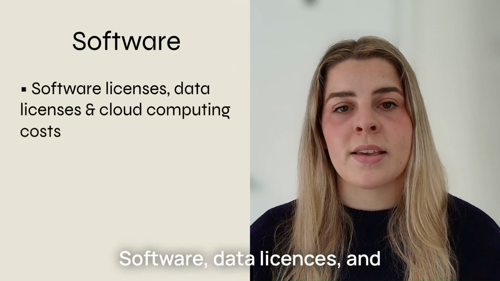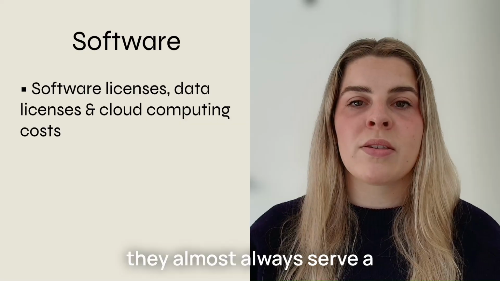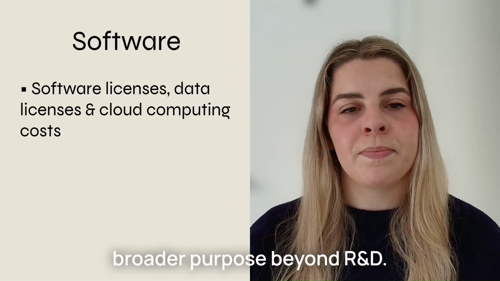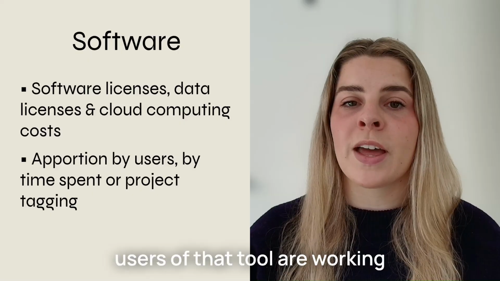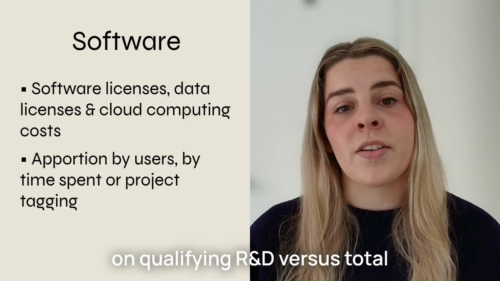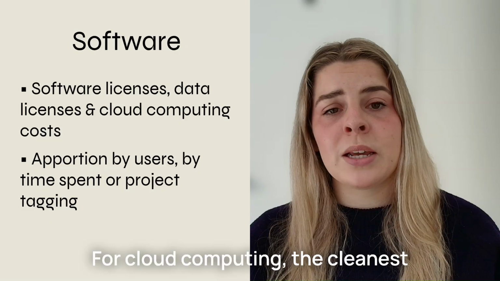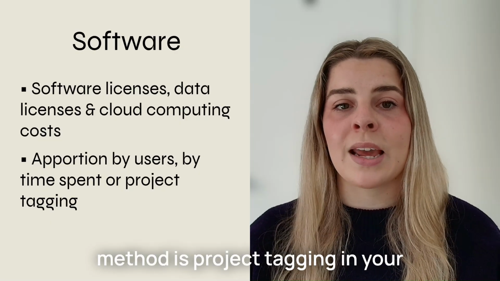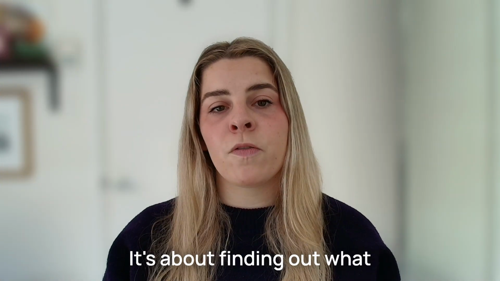Software, data licenses, and cloud computing costs all require apportionment too, because they almost always serve a broader purpose beyond R&D. For software licenses, a common approach is to look at how many users of that tool are working on qualifying R&D versus total users, and apply that ratio. For cloud computing, the cleanest method is project tagging in your billing account. But there are lots of other methods you could use. It's about finding out what works for your company.